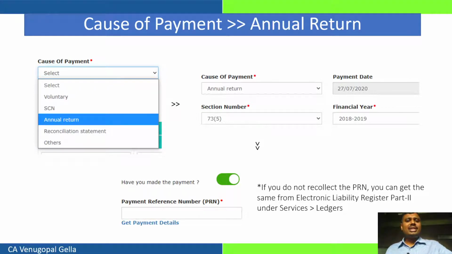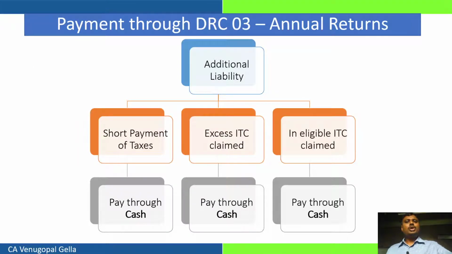Where can I use the DRC03 challan? You can use the DRC03 challan for short payment of taxes, or if you have excess claimed an input tax credit and you realize that credit is not at all there, or by mistake you have erroneously reported, or you have availed an ineligible credit. In all these cases, you can use the DRC03 challan. Please note, the payment through the DRC03 challan has to necessarily be in cash.